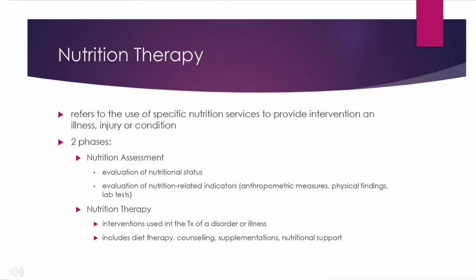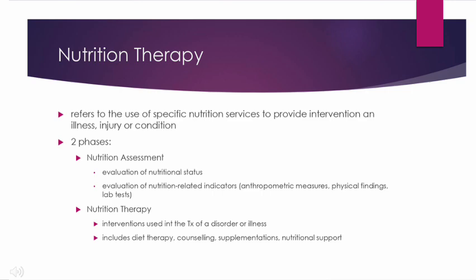There are 2 main phases in nutrition therapy. First, nutrition assessment. This involves evaluating the patient's nutritional status. We look at indicators such as body weight, body composition, laboratory results, and physical signs. This helps us understand whether the patient is undernourished, overnourished, or has specific deficiencies.